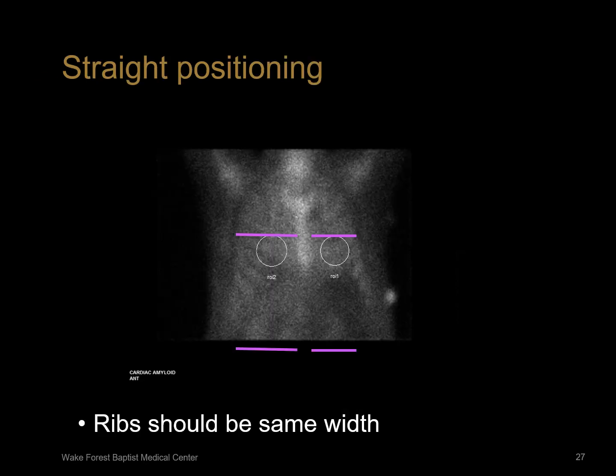You can see in this instance the sternum appears to be off-center. The ribs measure much longer on the right side than on the left side, and you're not getting a great straight view of the heart, and you're at risk of having the right ventricle included in your contralateral region of interest. So the ribs should be the same width.